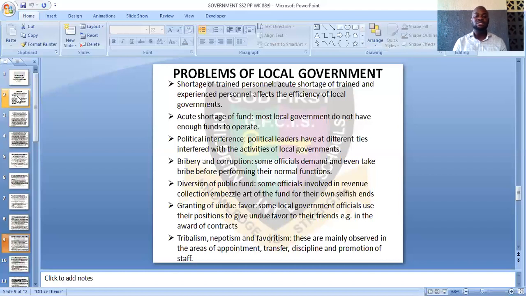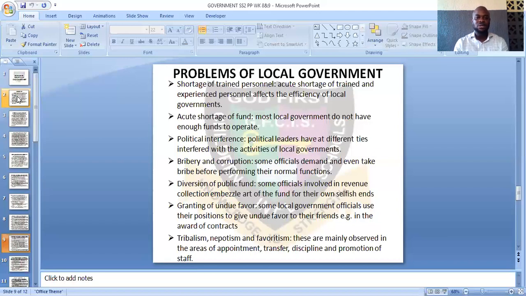Some local governments are actually seeing a lot of funds, but some officials demand and even take bribes before performing their normal functions. As a result, this might reduce the functionability of such local government, because every time you want to do anything, they want a bribe, since corruption is everywhere in this country right now. So this reduces the functionability of such local government.